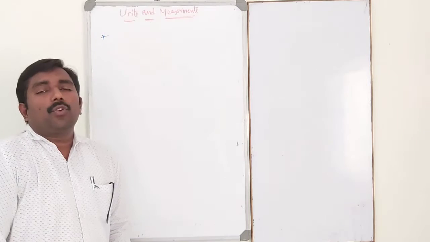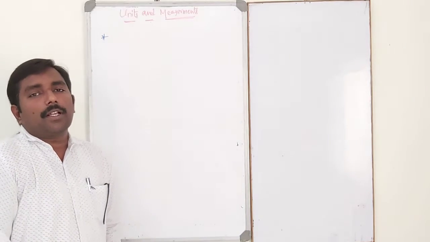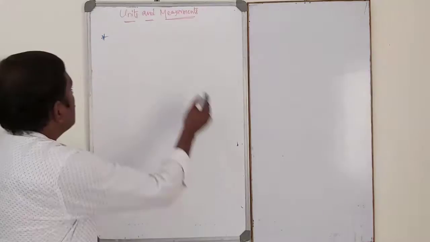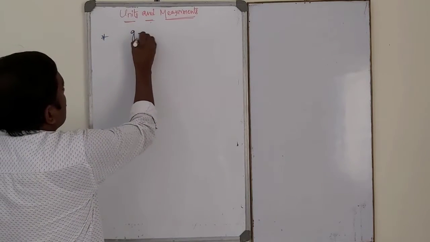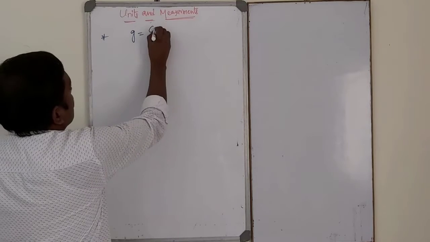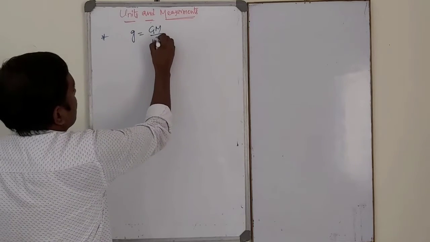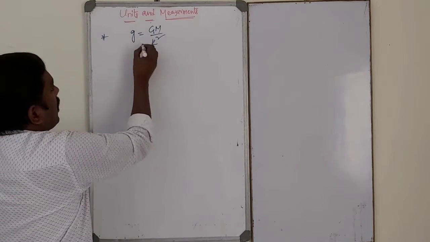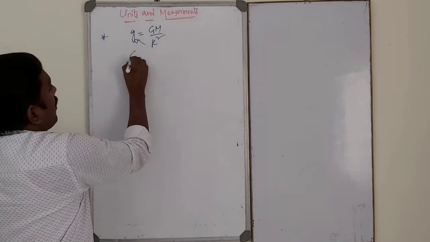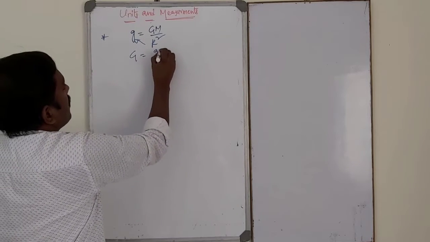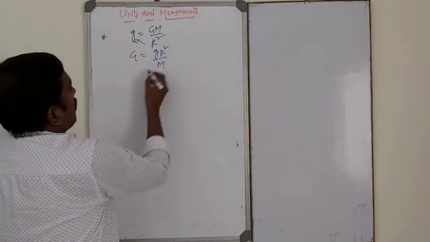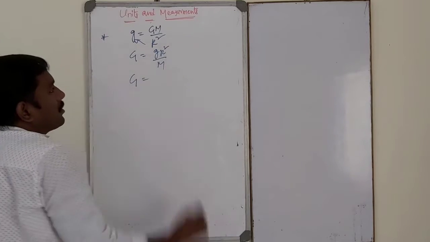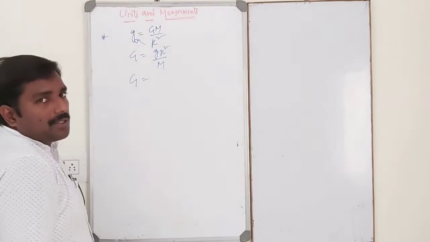Okay. In another way, to find out the universal gravitational constant by a simple method, that is by using the relation between small g and capital G. Small g is equal to GM by r square. On cross multiplication, capital G is equal to g R square by capital M. Here small g is nothing but acceleration due to gravity.